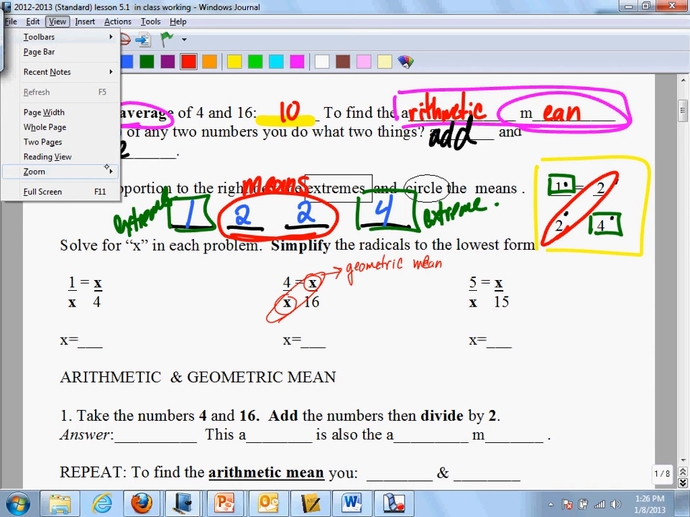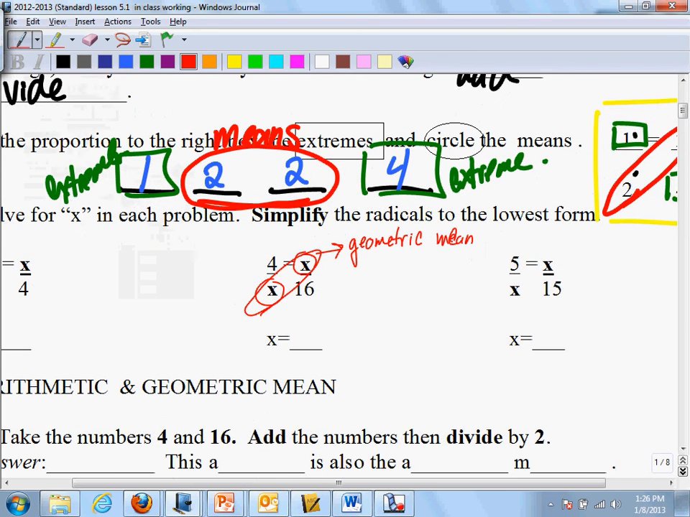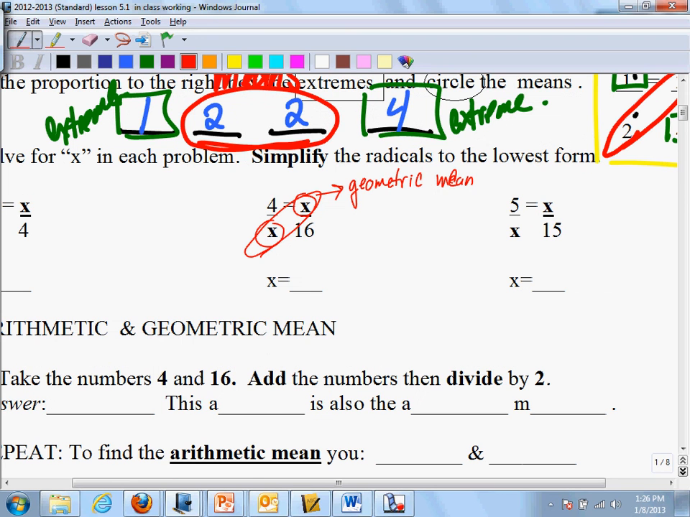All right, now we are going to solve for the geometric mean. Let's do this together. Ready? We're going to cross multiply. So on one side we have 4 times 16 equals, then we have x times x. So that you don't embarrass yourself, x times x is not 2x. Tell a neighbor, what is x times x? X squared.